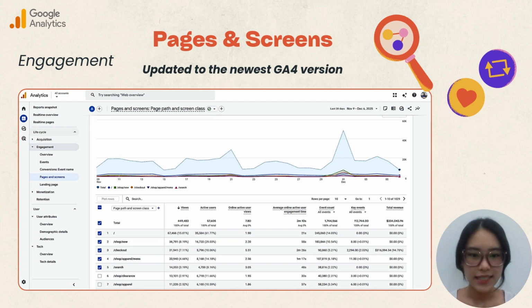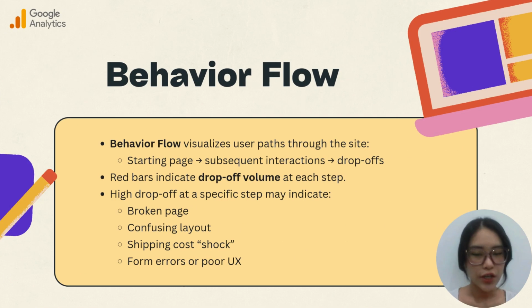This slide presents the pages and screens report. It shows which pages or screens attract the most views and engagement, helping us evaluate content performance. There's a term called behavior flow. Behavior flow visualizes the user paths through the site, from the starting page through subsequent interactions and then to drop-offs.